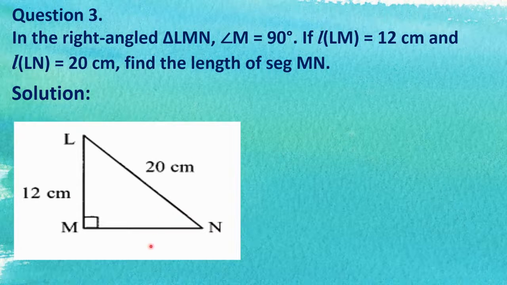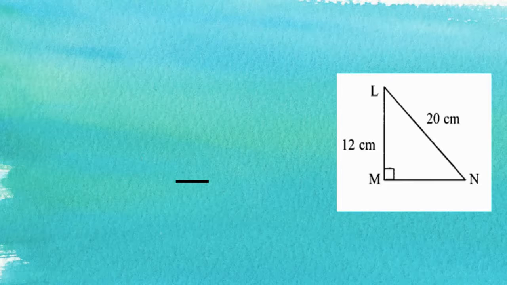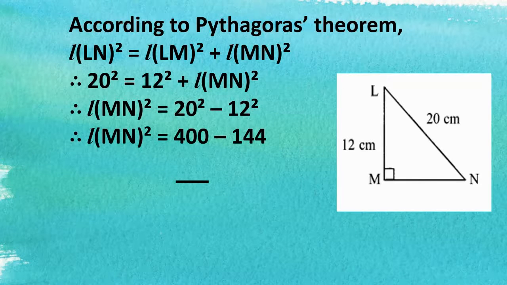So in this picture you can see in triangle LMN, angle M is 90 degree. Hence side LN is the hypotenuse. So according to the Pythagoras theorem, length of LN square is equal to length of LM square plus length of MN square. So LN is 20 centimeter and LM is 12 centimeter.